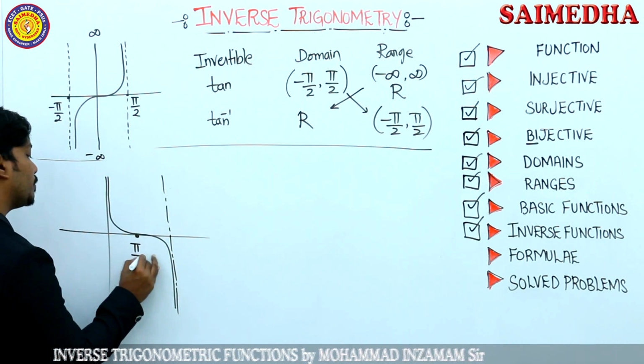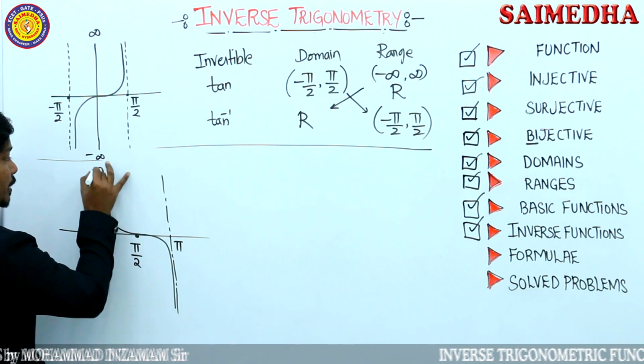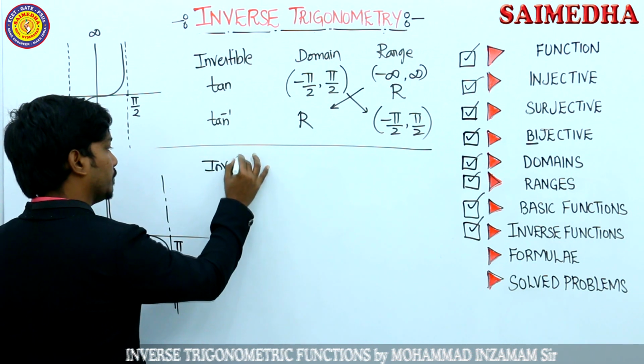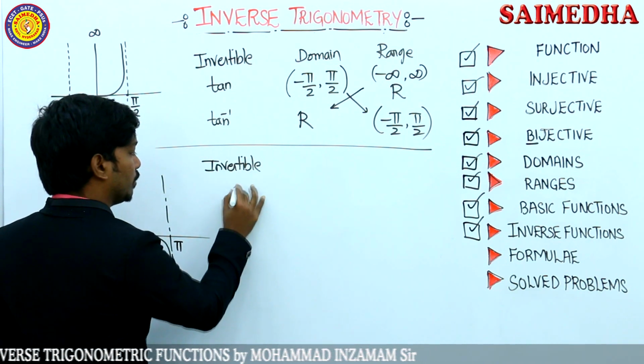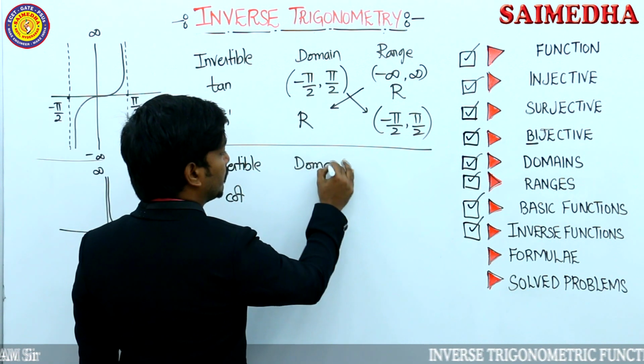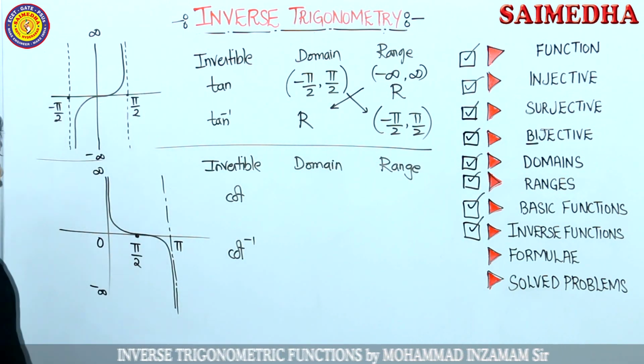What is this value? Pi by 2. What is value? 0. What is value? Pi. Plus infinity into minus infinity. Okay na? First one invertible rastunna manam. Invertible cot inverse. Domain as well as what? Range. Domain and range. Chalo diagram చూసి చెప్పండి.